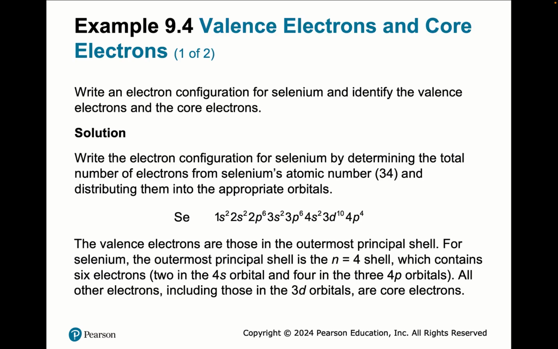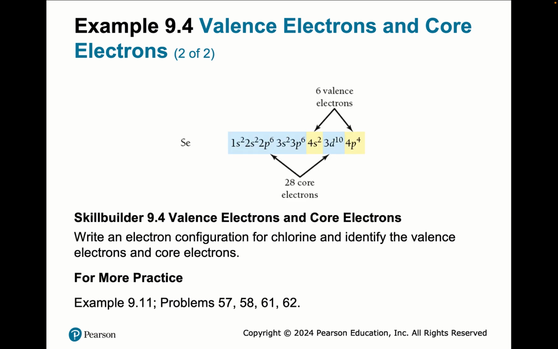Let's talk about valence and core electrons. Valence electrons are outer electrons and core are inner. And valence specifically are those with the highest principal quantum number n. So those are always that. So here is selenium's electronic configuration. And now notice that there are 6 valence electrons: 2 in the 4s and 4 in the 4p.